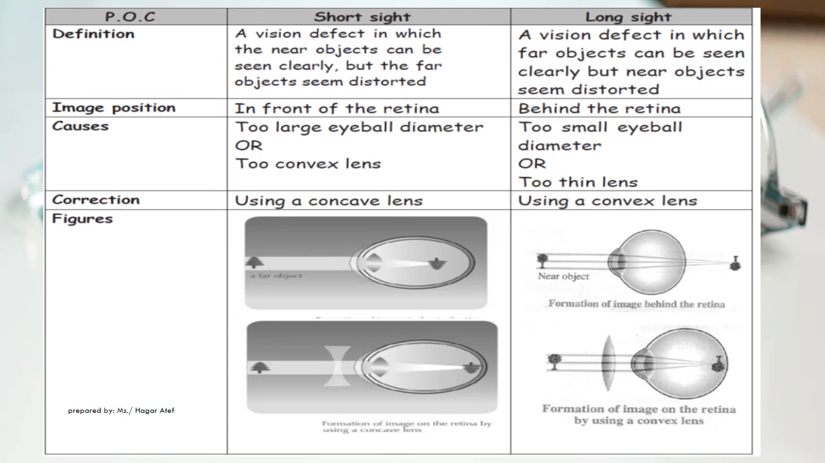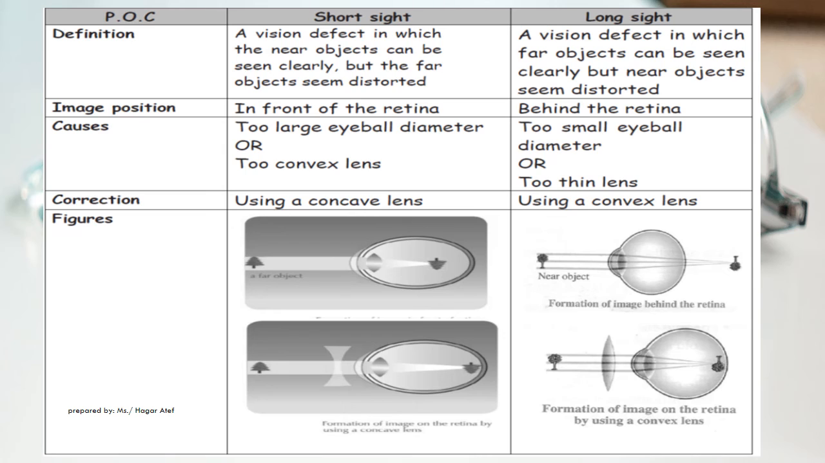Number 2, long-sightedness. It is a vision defect through which far objects only can be seen clearly, but close objects are not seen clearly. Reasons. Number 1, the decrease in the eyeball diameter. This causes the retina to be close to the eye lens. Number 2, the decrease in the convexity of the eye lens surface. This causes a longer focal length for the eye lens.